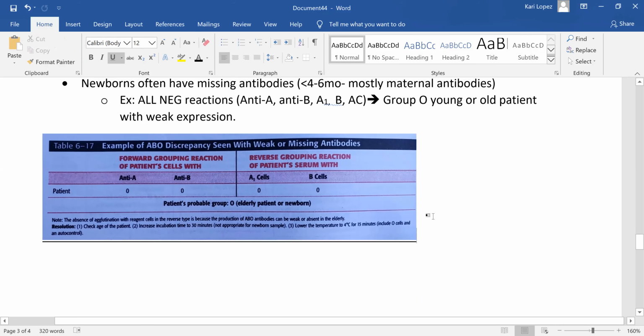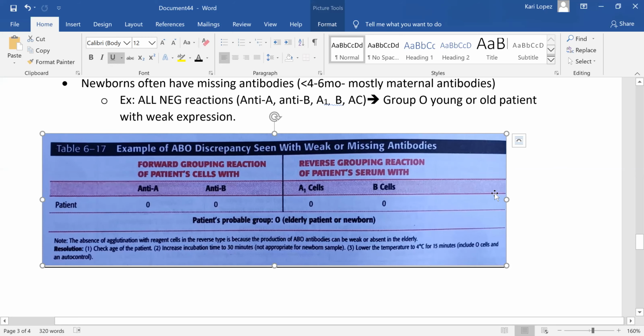And then same for when we talked about your weak or missing antigens. It's also an issue, because again, it'll be the reverse grouping for your elderly and then the forward grouping for the newborns, but it's going to be due to the antigens on their red blood cells not being as formed. And then the elderly is due to the reduced antibodies. So it's basically the same on the reverse and forward. You get the same results. It's just the reasoning behind it that's different.